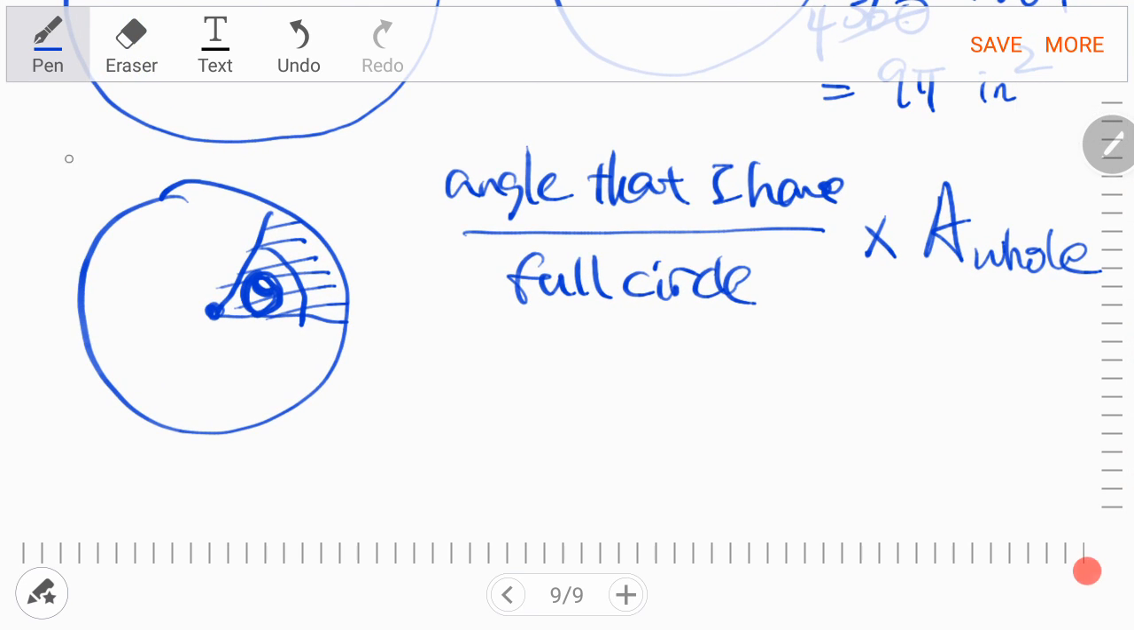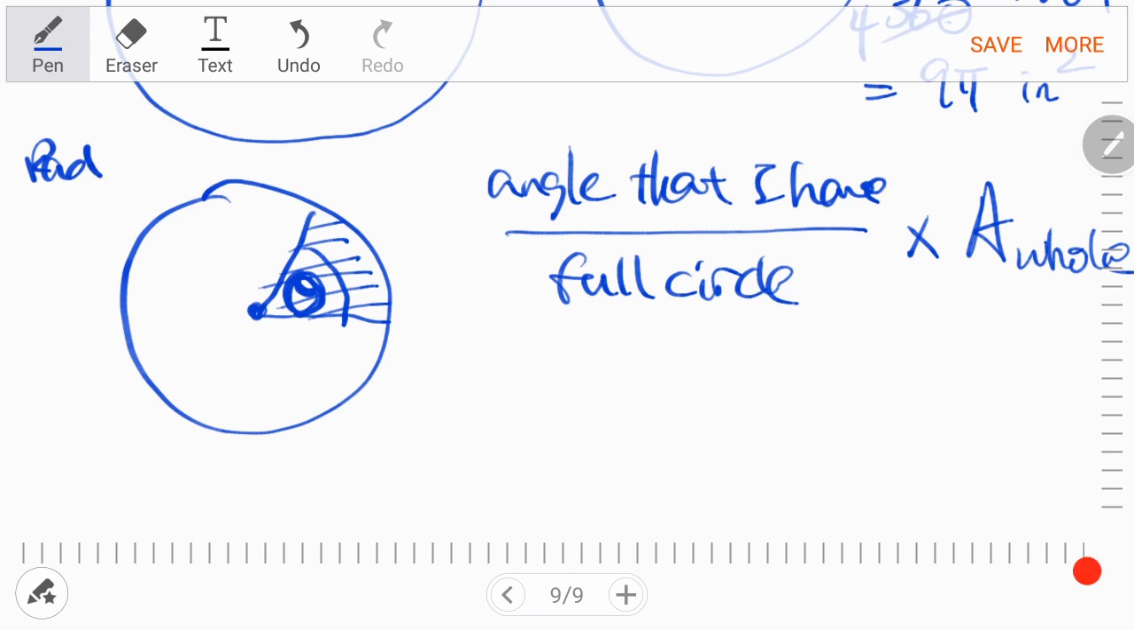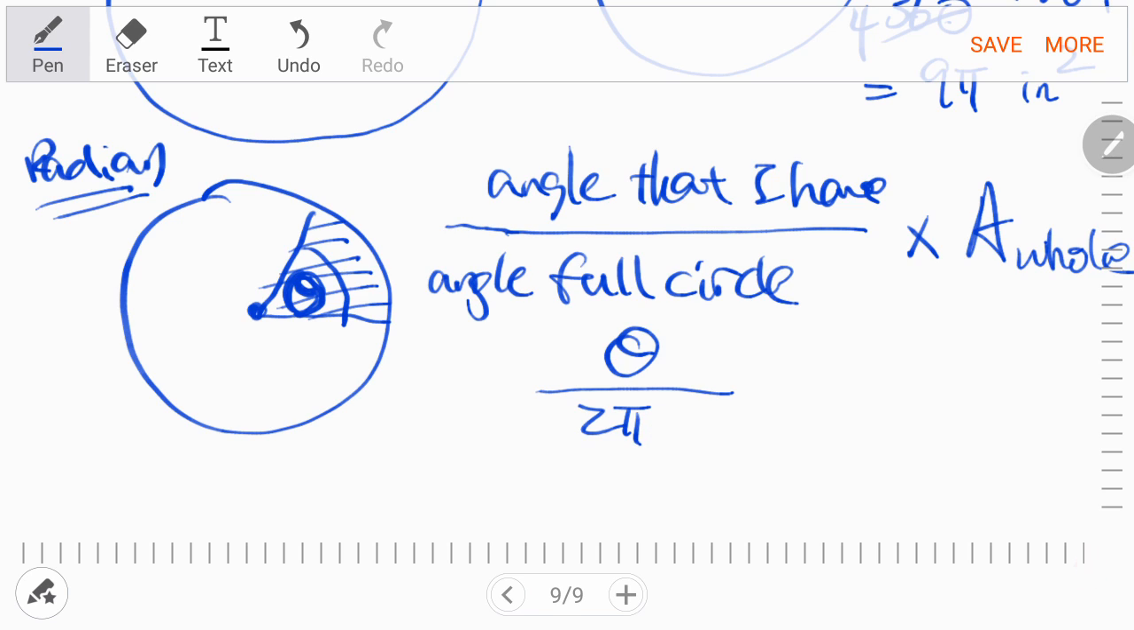Now we're talking about radians. The angle that I have here, obviously, is going to be theta. What's the angle of a full circle in radians? The angle of a full circle is 2 pi. And what's the area? Area is 2 pi r. Oh, sorry, my bad. Area is pi r squared.